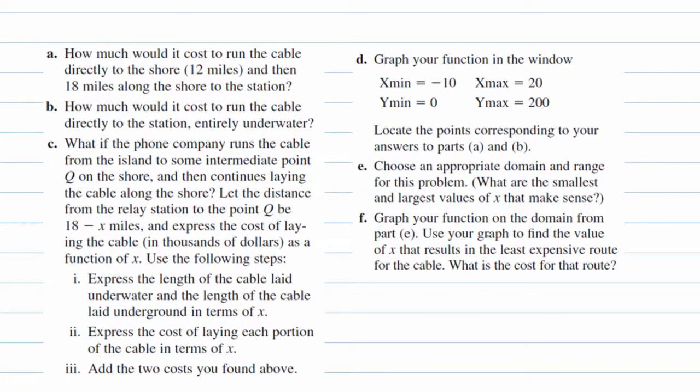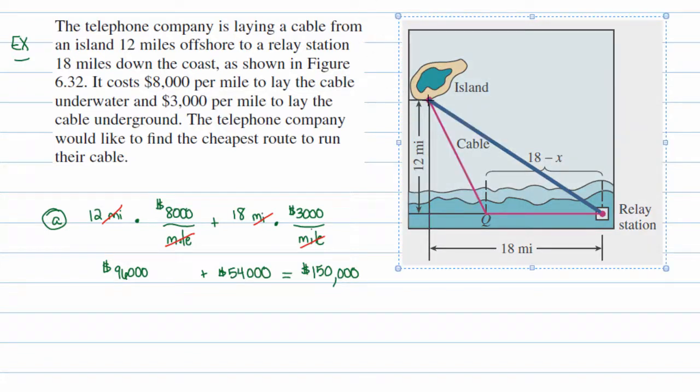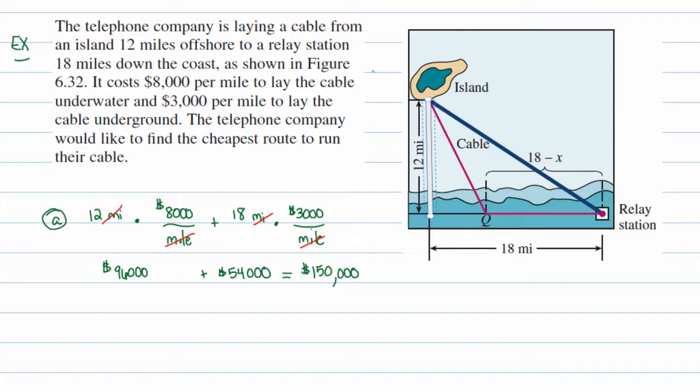Now, part B asks a very interesting question. How much would it cost to run the cable directly to the station, but entirely underneath water? So I'm going to fill this in, by the way, just so that we have a running tally of how much things cost. So for this part, we're just asking how much would it cost if I just ran the cable directly to the relay station, but underneath the water the entire time? Well, if you look at this, this creates a triangle. A nice right triangle, in fact. Let me go ahead and just show you. There's one leg of it right there, and then we have another leg of it right there.